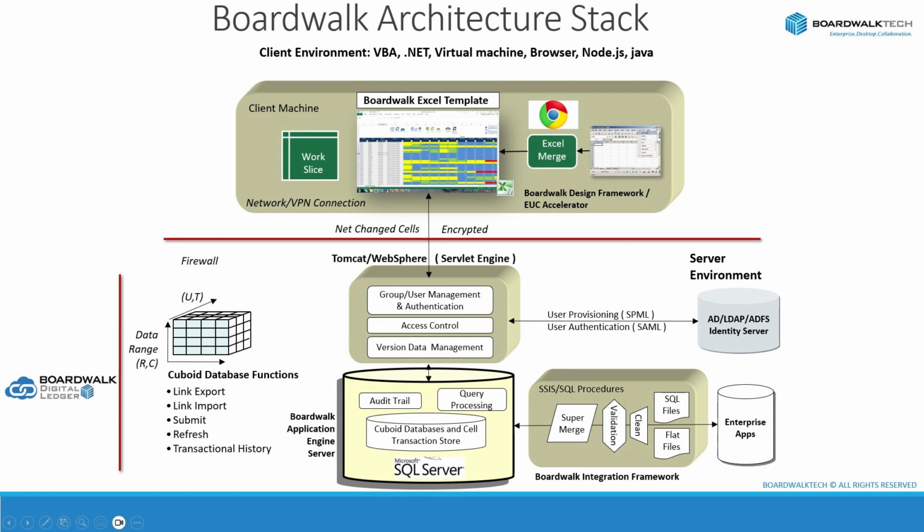For smaller data sets, Boardwalk offers Excel Merge, where data from an external spreadsheet can be brought into the Boardwalk spreadsheet and merged with the data that the user is working on. This is particularly useful for a small data set of up to 1,000 records. For large data volumes, the Super Merge path is recommended.